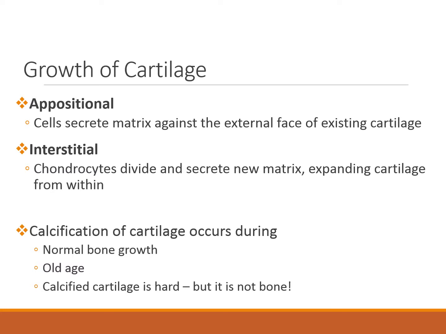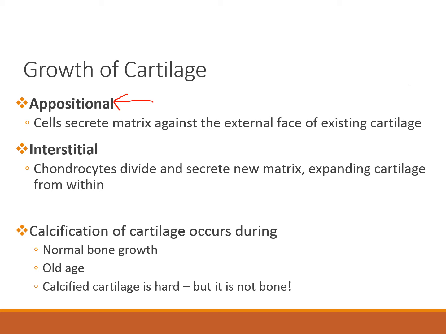Skeletal cartilages have two main mechanisms of growth. The first is called appositional. In appositional growth, chondroblasts that are located around the external surface of a cartilage begin to secrete matrix against that external face, and this widens the cartilage from the outside.